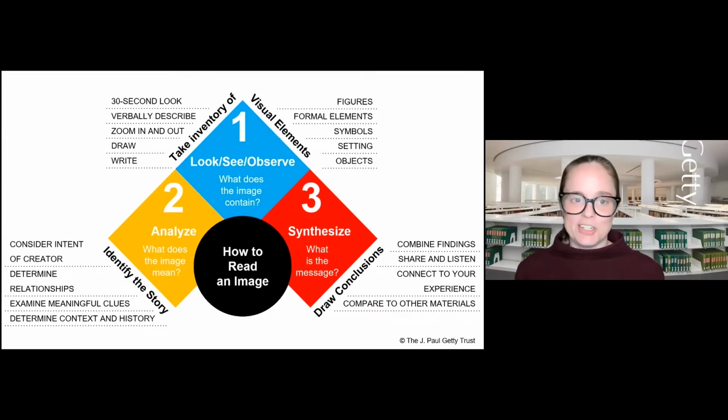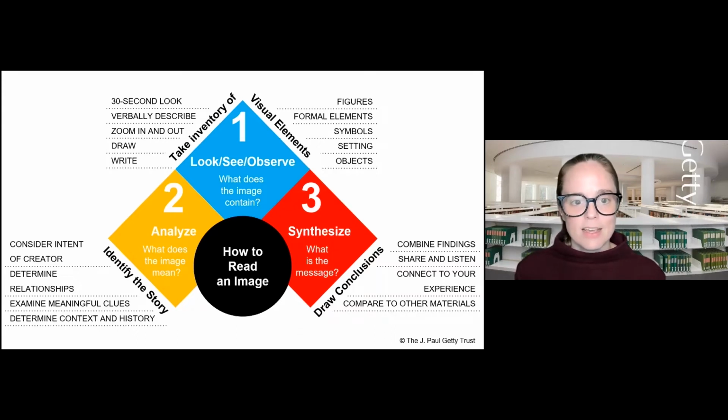If you were able to watch our last webinar, you are familiar with this blueprint for how to read an image. If you were unable to catch it, again, I encourage you to check it out on the Getty YouTube channel. But I wanted to point out that discussions can happen in any stage of this process. They can be had when you're taking inventory or identifying a story in an image. But today you might find that we're sticking around in step 3, the synthesis stage. This is where comparison, sharing, listening, connecting, and combining observations appear the most to draw conclusions about a message of a work of art.